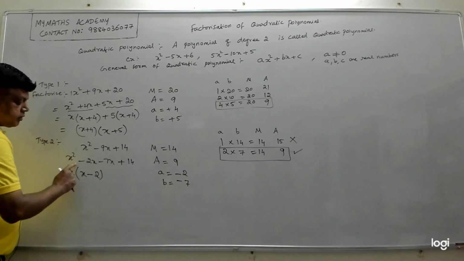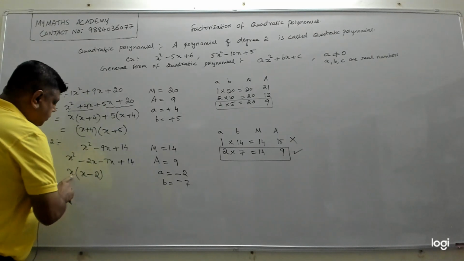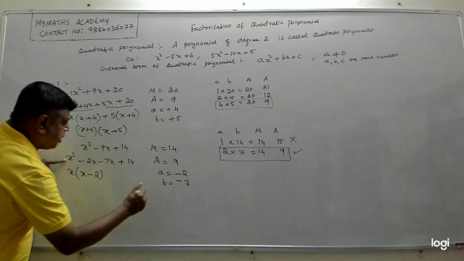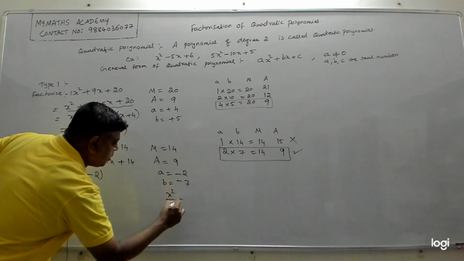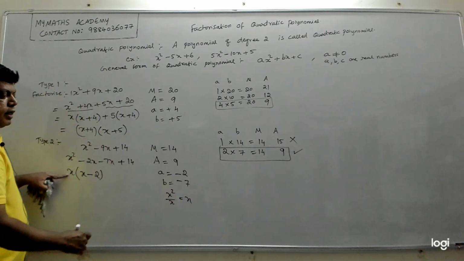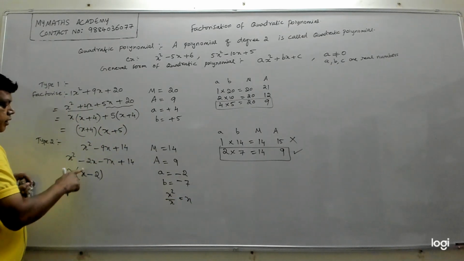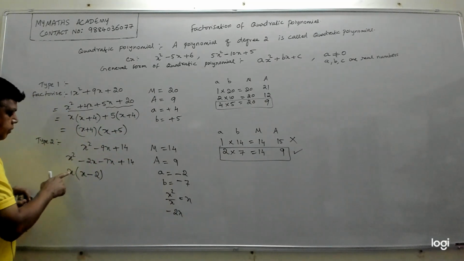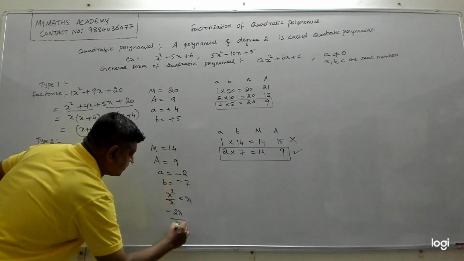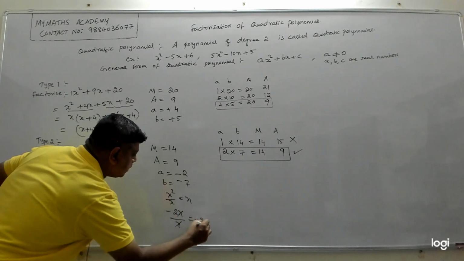You know that x is present in both. I take x common. Then what we should do is, you should take this term, x square, and divide by the one that you have taken common. What is x squared by x? You will get x. X squared by x is x. So you will put that x here. Then take this minus 2x, minus 2x, and what we have taken common? X. Divide by x. So x will go, you will get minus 2. That minus 2 you can put here.